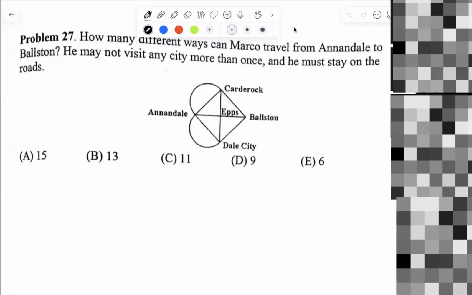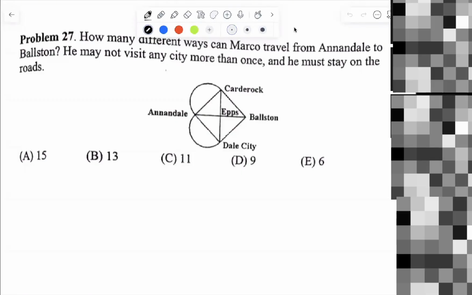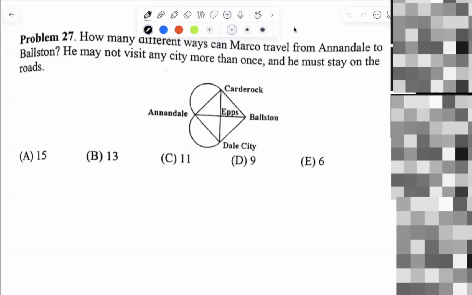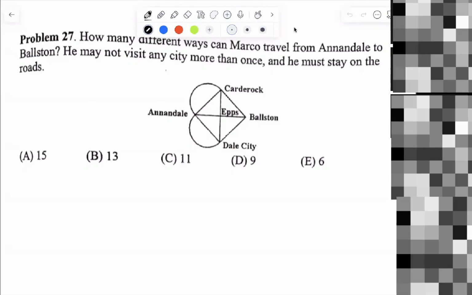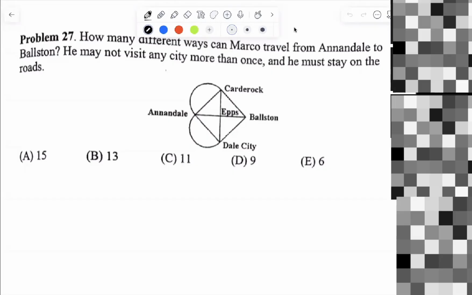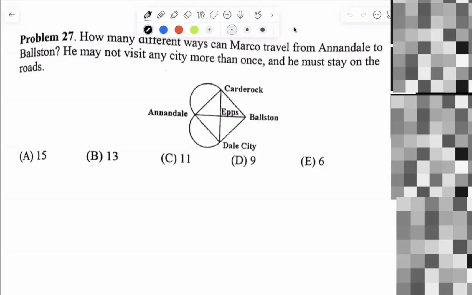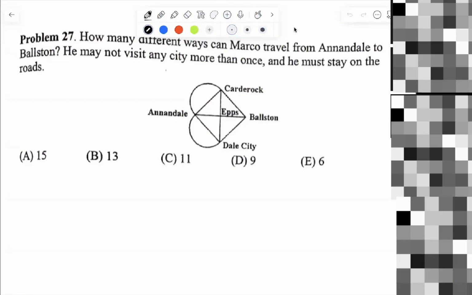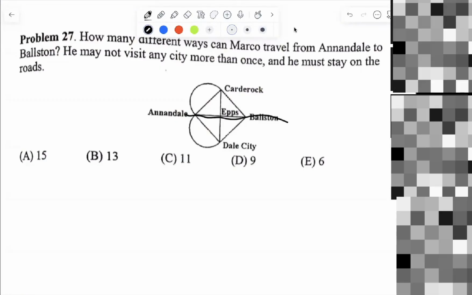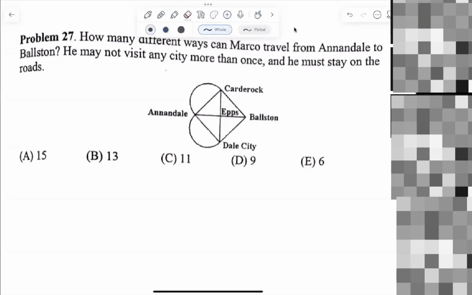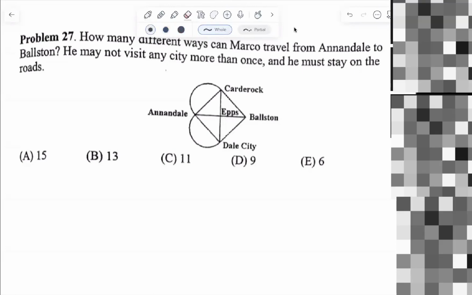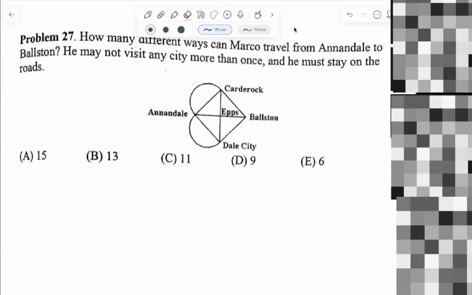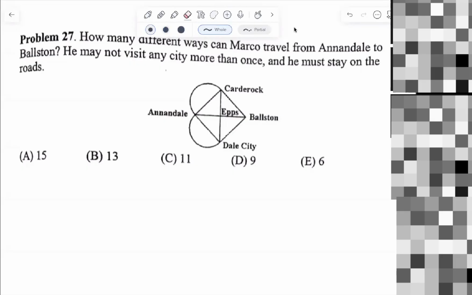How many different ways can Marco travel from Annandale to Boston? He may not visit any city more than once, and he must stay on the roads. Well, how many ways? So you notice that these things are symmetric. This entire thing is symmetric over this line. So we can find the amount of ways to go from one side and then convert that to the other. All right.